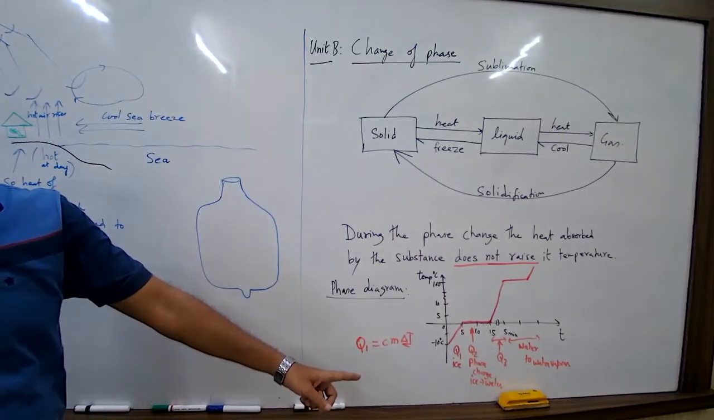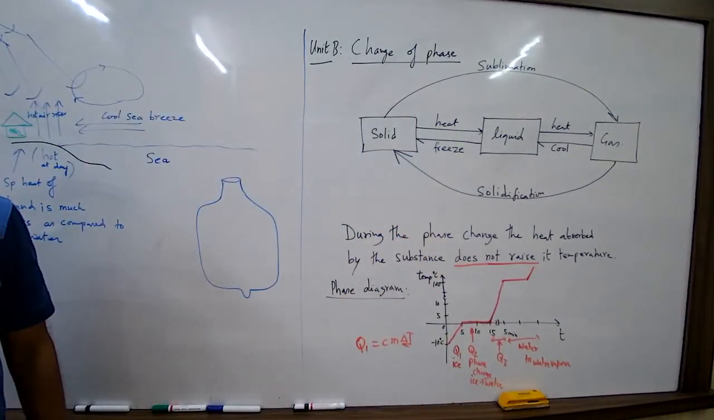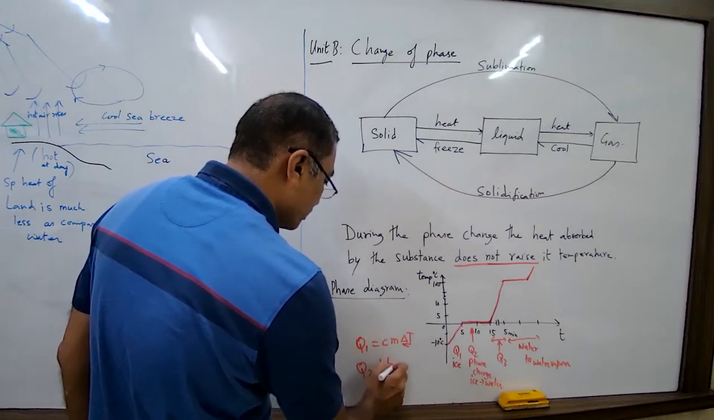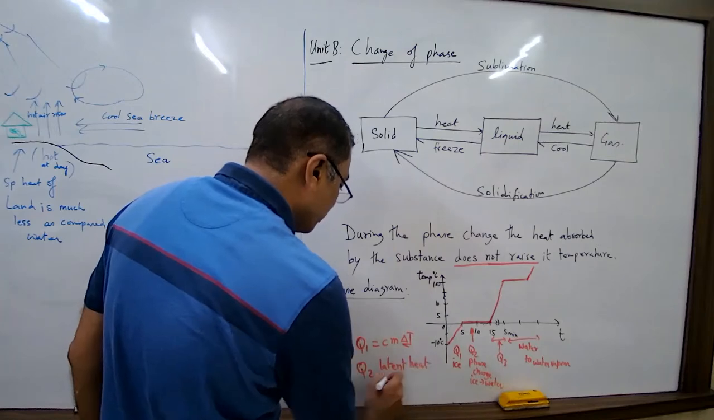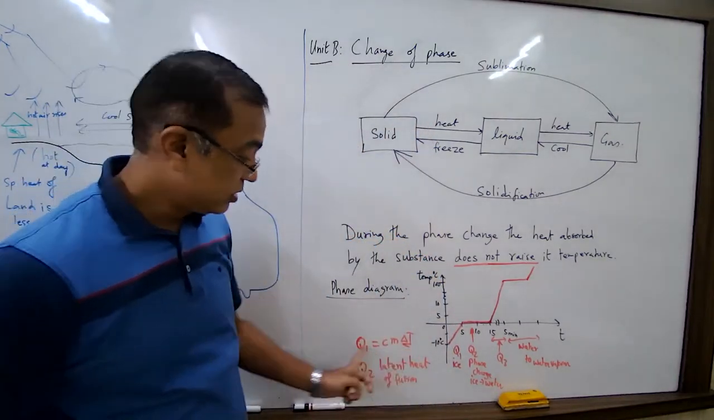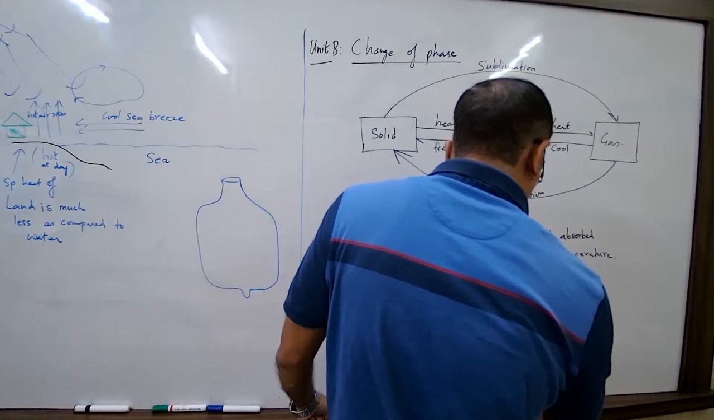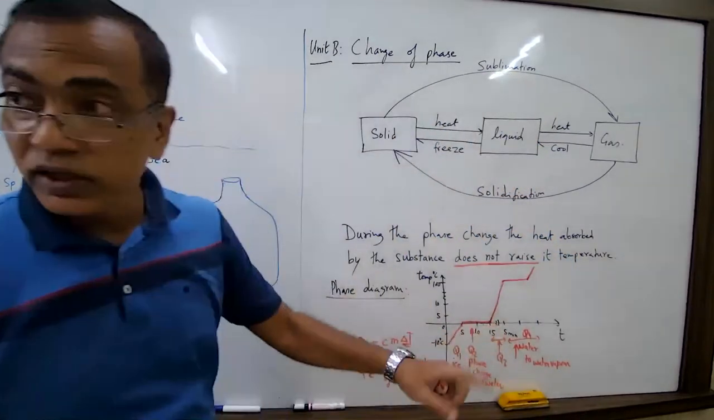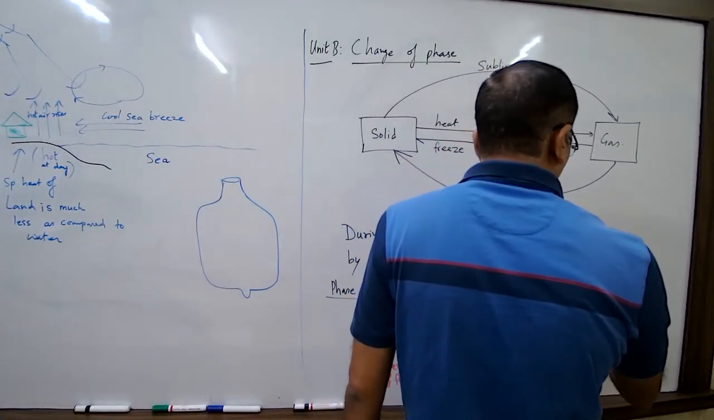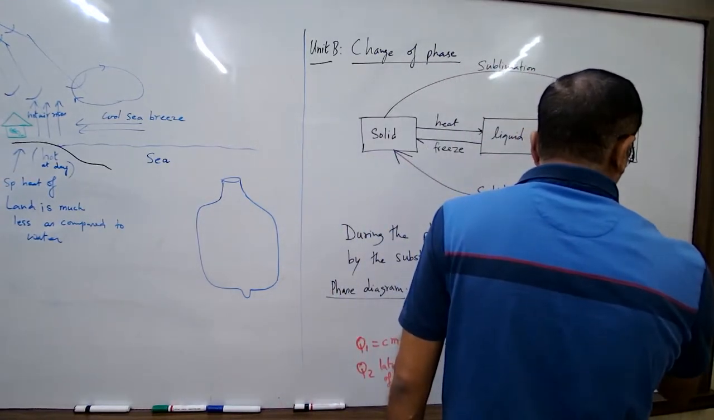So therefore it is called latent heat of fusion. Why latent? Because it is not showing up as rising temperature. So this Q2 is called latent heat of fusion. Again, Q3 is similar to Q1 because it is only changing the temperature. But here Q4, this heat is called latent heat of vaporization. Now the phase change is from liquid to vapor. Why latent? Because there is no reflection in terms of change in temperature.